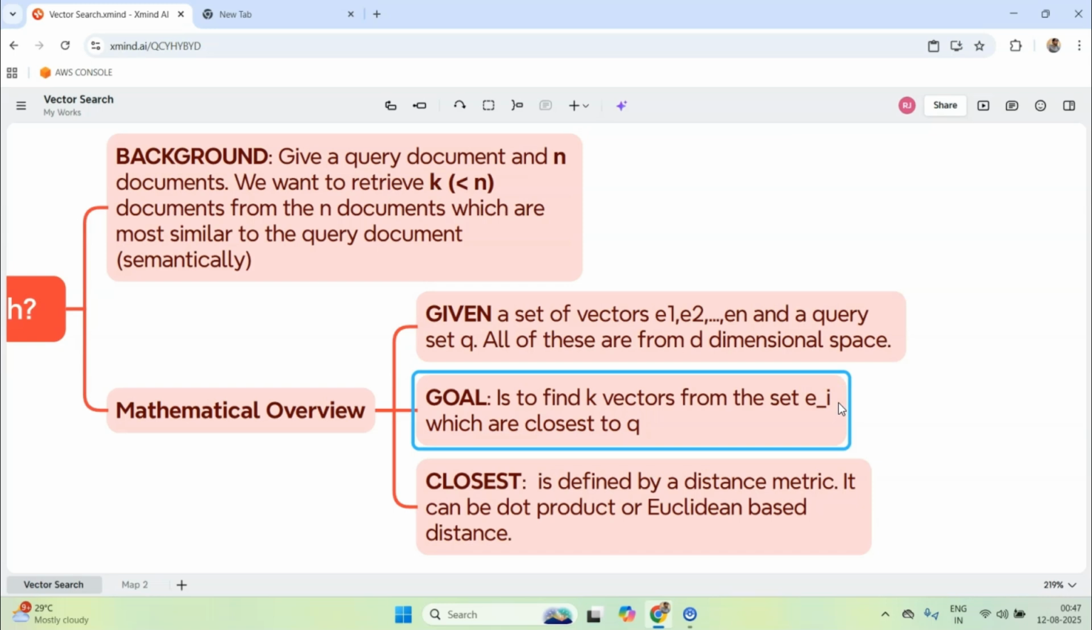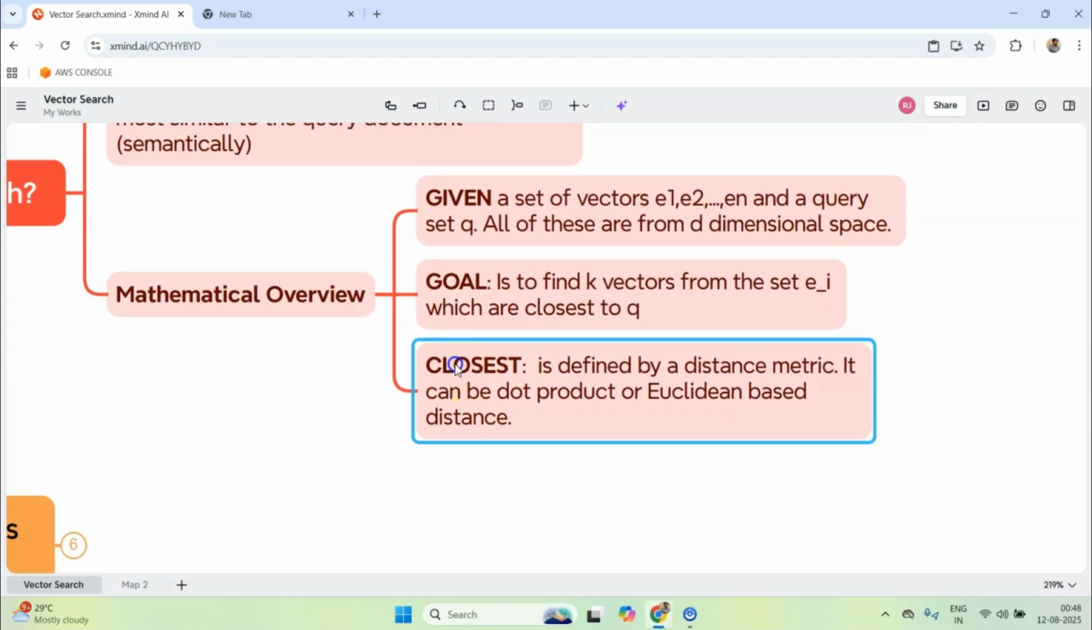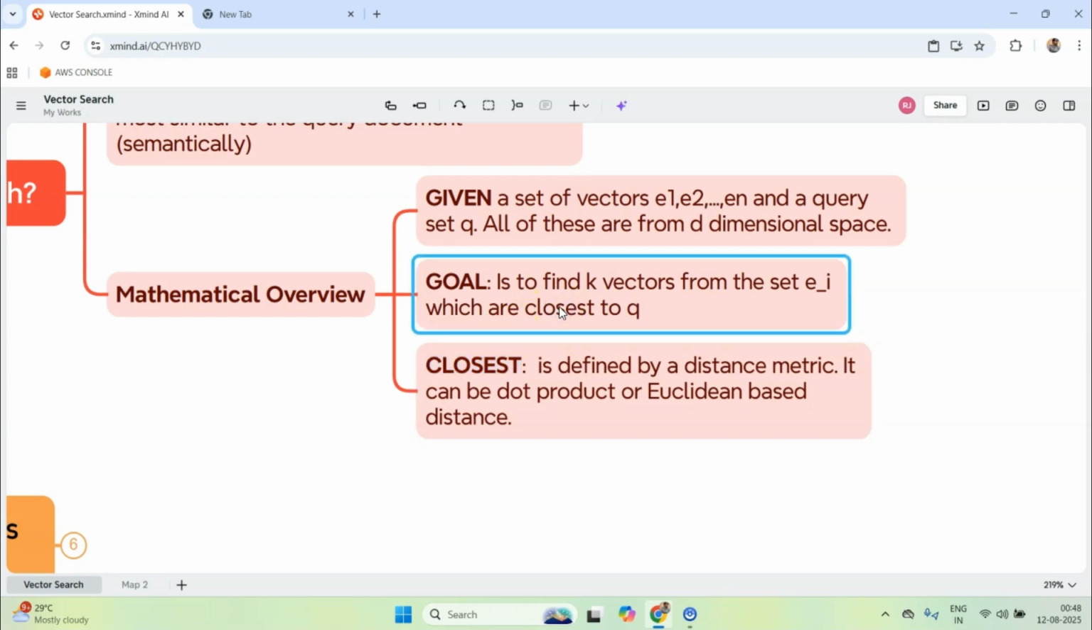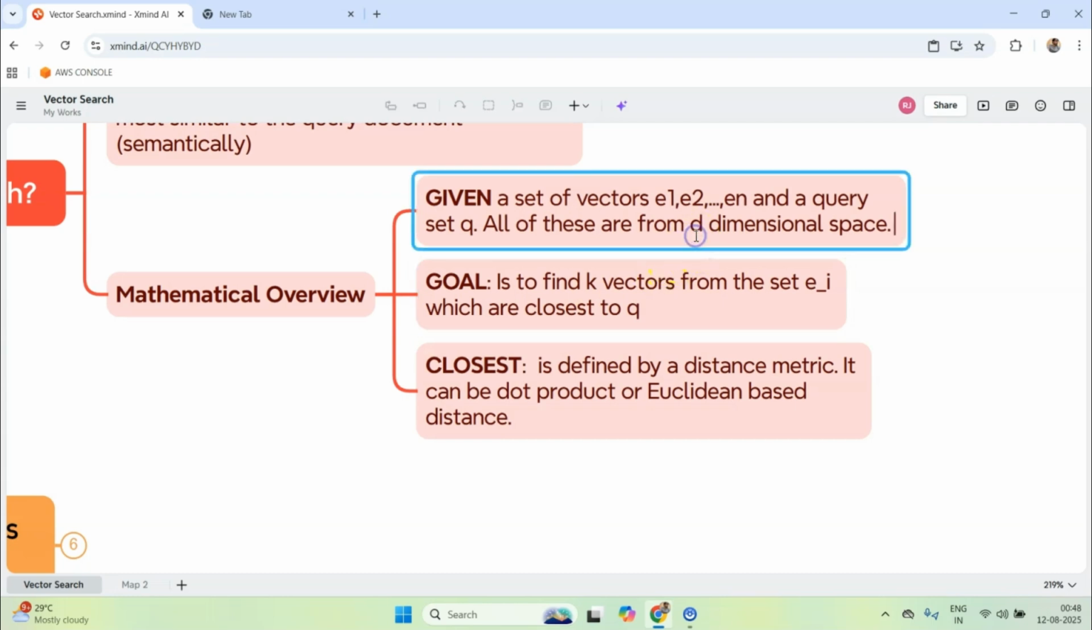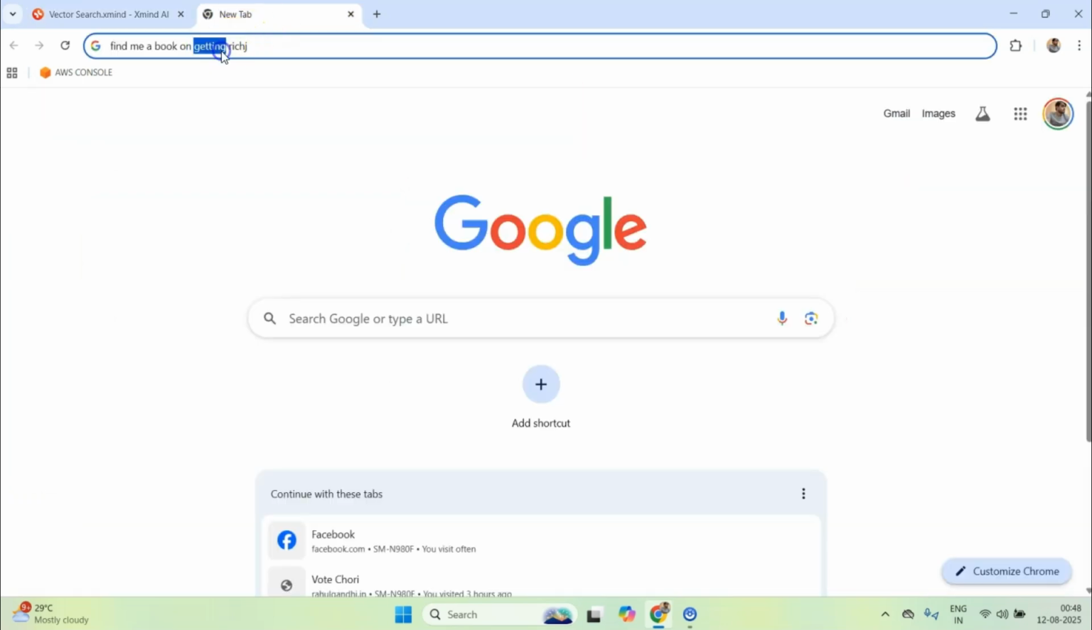Here i can range from 1 to n, which are closest to q. And in the third box, I'm defining what we mean by closest. Since these vectors will be in high dimensional space, high dimension means D would be really large, and it would not be possible for us to look at them on a 2D graph.